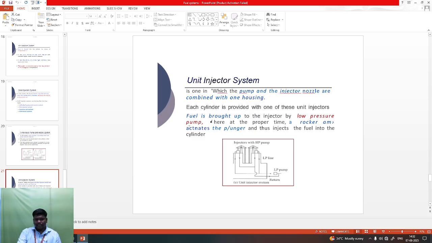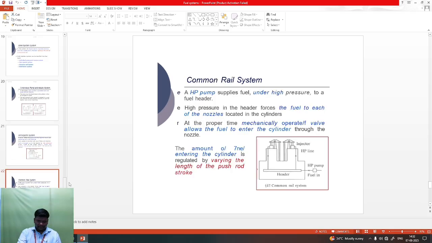Okay, so fuel is brought up and injected by the low pressure pump at a proper time, and the rocker arm actuates the injection of fuel into the cylinders.